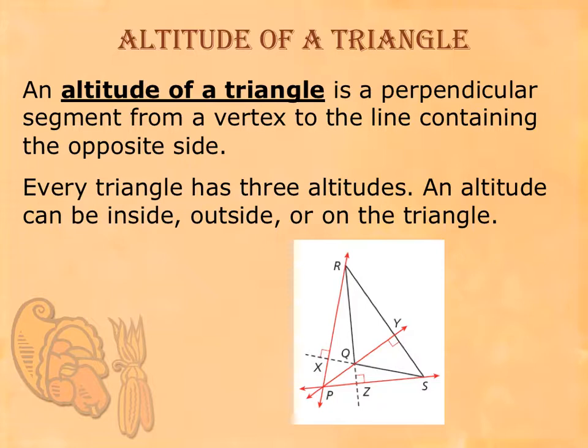Remember, when it was an acute triangle, it was inside. When it was a right triangle, it was on the triangle. And when it was an obtuse, it was outside of the triangle. In this picture here, the black triangle is an obtuse triangle. Notice point P is where they're all meeting, and that's our point of concurrency.